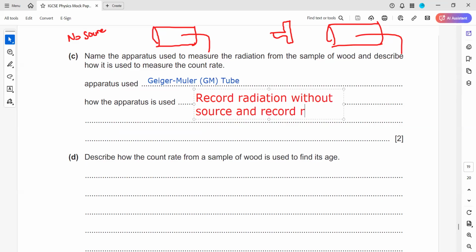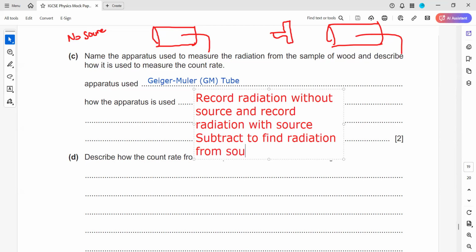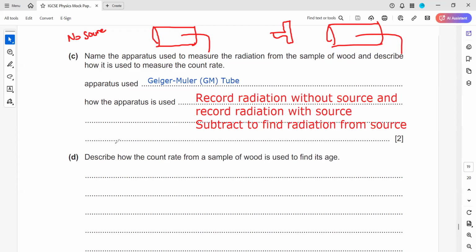record the radiation with the source, and then we will subtract to find the radiation from the source. That is how it should be done. Whenever you use a device which is detecting a count, first you should record how many radiations are without the source, then how many are with the source, and then subtract to know the total radiation.